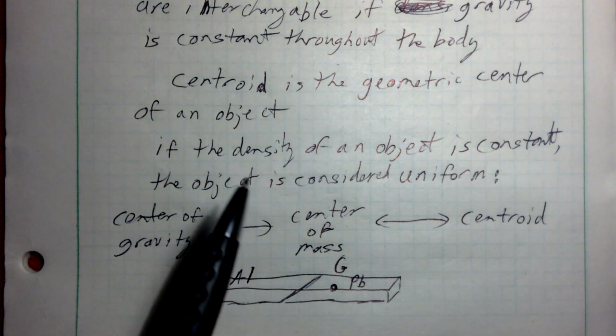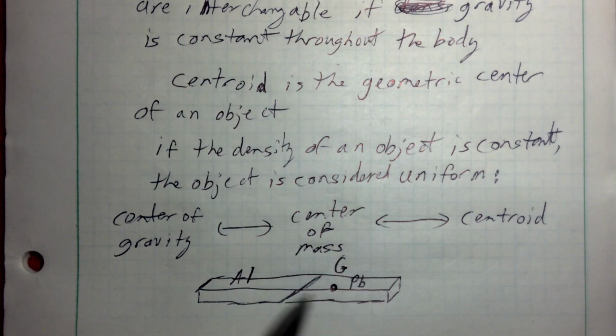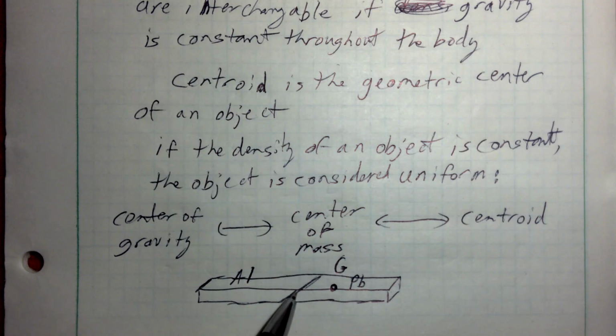So, but this is a situation where the density is not constant. This is not considered a uniform object because I've got two different metals, two different materials, two different densities. So the center, in this case, the centroid might be right here where the two are joined, but the center of mass and the center of gravity is offset a little bit. And it's an intentional kind of comical example of that, but it's a nice classroom demonstration to pass around, and you can actually feel the difference.